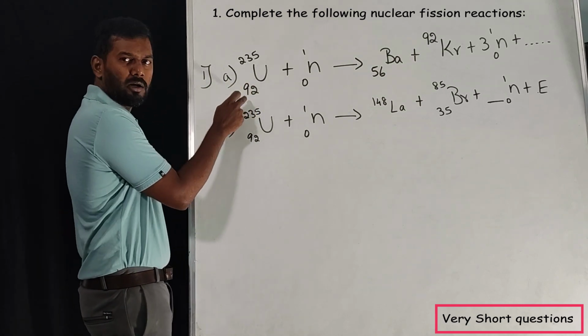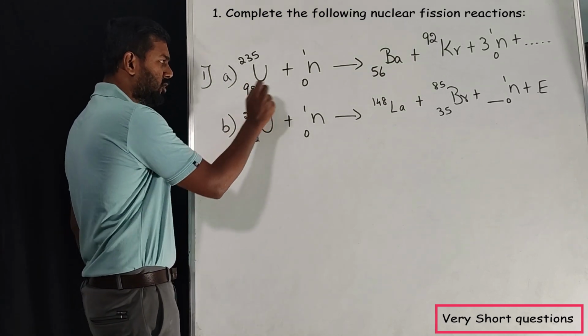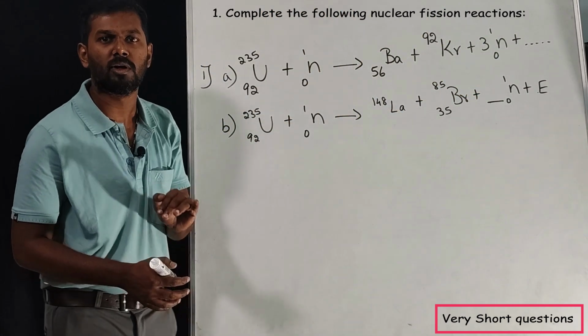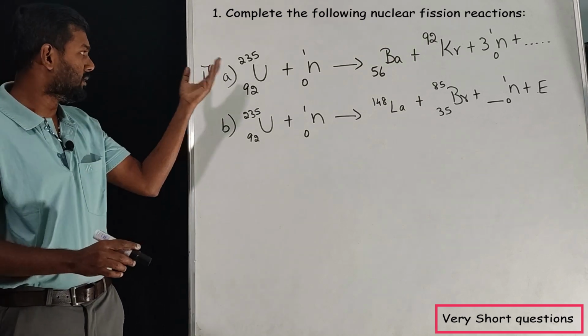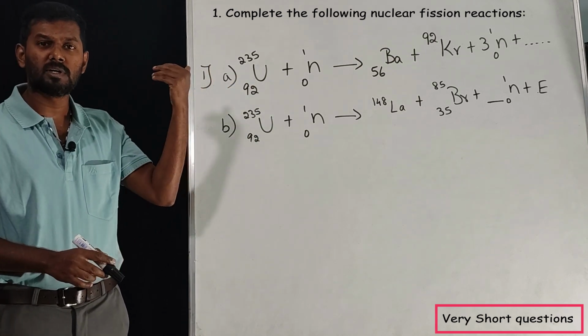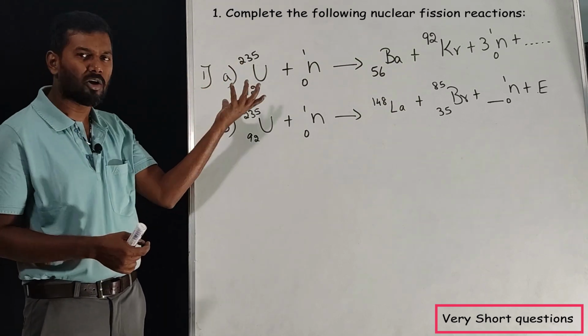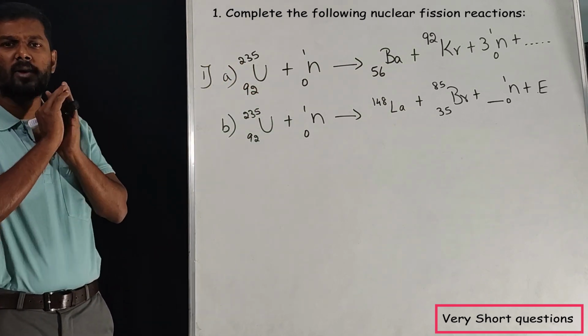Now, how many atomic numbers are here? 92 plus 0, 92. So when you add all the atomic numbers, you will get 92 only. Atomic numbers and mass numbers are conserved in a reaction. Now, you got it right. Now, with that concept we can solve it. You don't have to learn anything by heart.